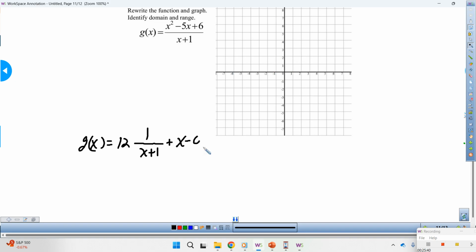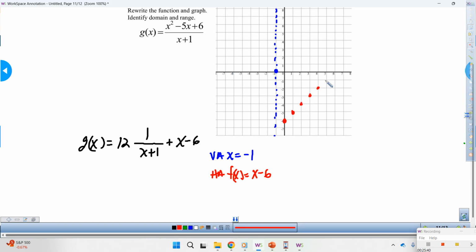Hands, have you got that? That is correct. We need a VA. The VA is x equals negative 1. Is that correct? Because you set this equal to 0. So negative 1 is right here. And then our HA is f of x equals x minus 6. So where do we start? At negative 6. 1 up, 1 to the right, 1 up, 1 to the right, 1 up, 1 to the right, or the other way.